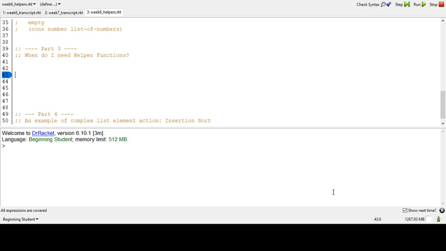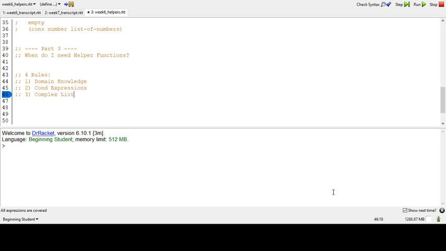Complexity is hard to measure, so the textbook gives 4 examples of times when you probably want a helper function. Here there are 4 rules. We have 1. Domain knowledge. 2. We have cond expressions. 3. Complex list element action. And 4. Generalized solution.